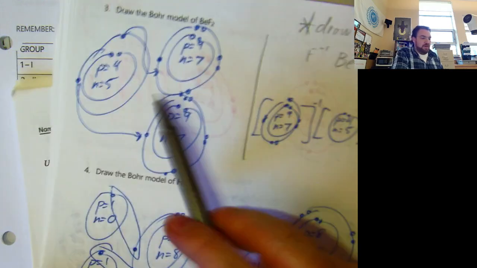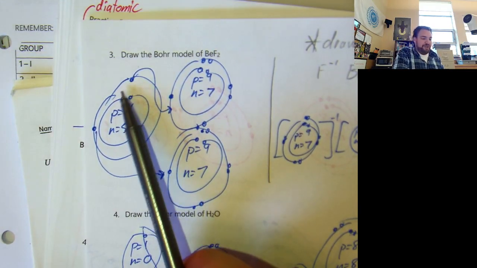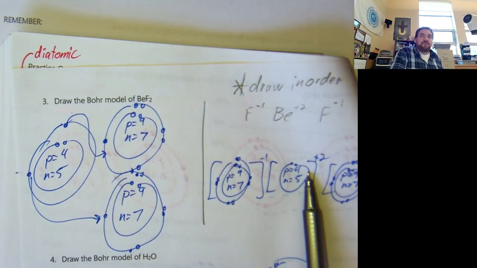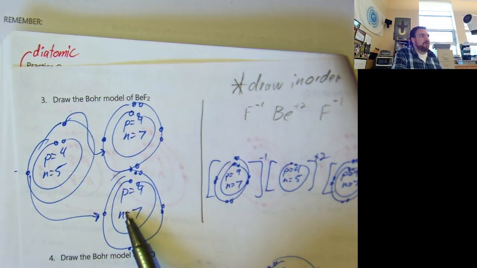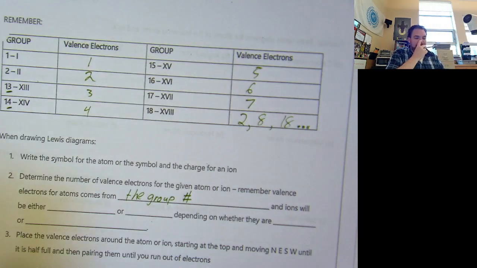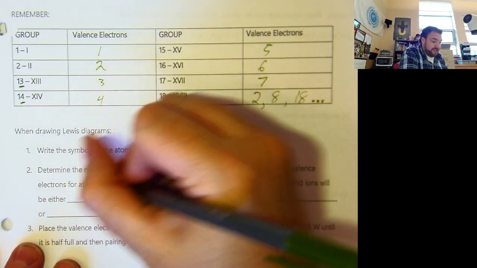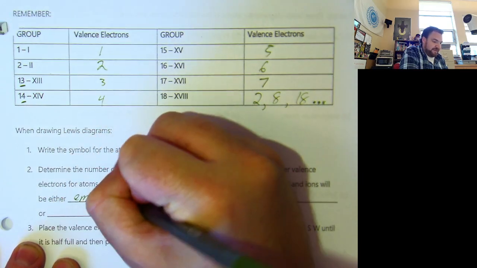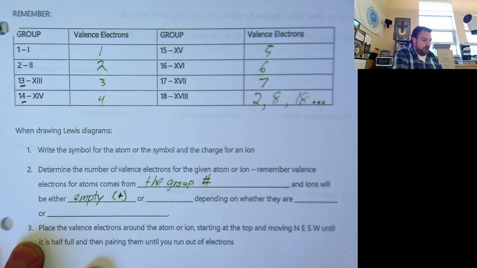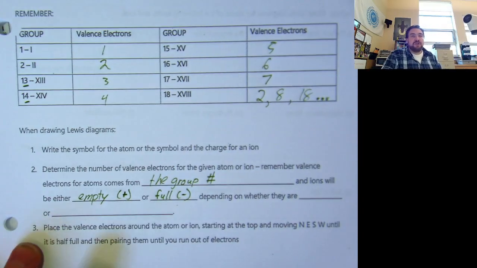Here's an example of one we did. Beryllium. Beryllium wanted to become positive 2. It had 2 in the outer shell, gave 1 to fluorine, gave another one to this fluorine. So if you're drawing the Lewis diagram for a positive ion, it's going to be empty. Empty if the ion is positive, or full if it's negative. There's no counting you have to do.